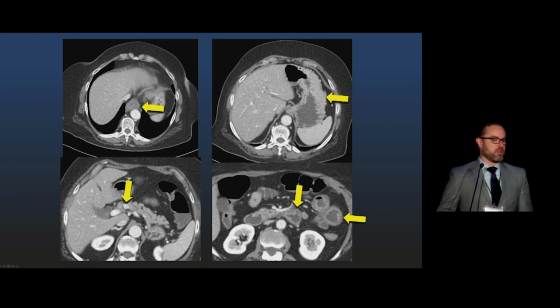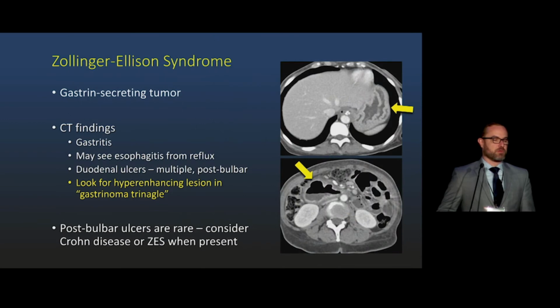And for the observant members of the audience, perhaps you notice this hyperenhancing nodule near the pancreatic head. So this is a patient with Zollinger-Ellison syndrome. We should think about Zollinger-Ellison syndrome and Crohn's disease when we see distal duodenal ulceration. The CT findings of Zollinger-Ellison syndrome include gastrin-secreting tumors, so look in the gastrinoma triangle in the right upper quadrant, and also gastritis, esophagitis, and again, multiple post-bulbar duodenal ulcers.